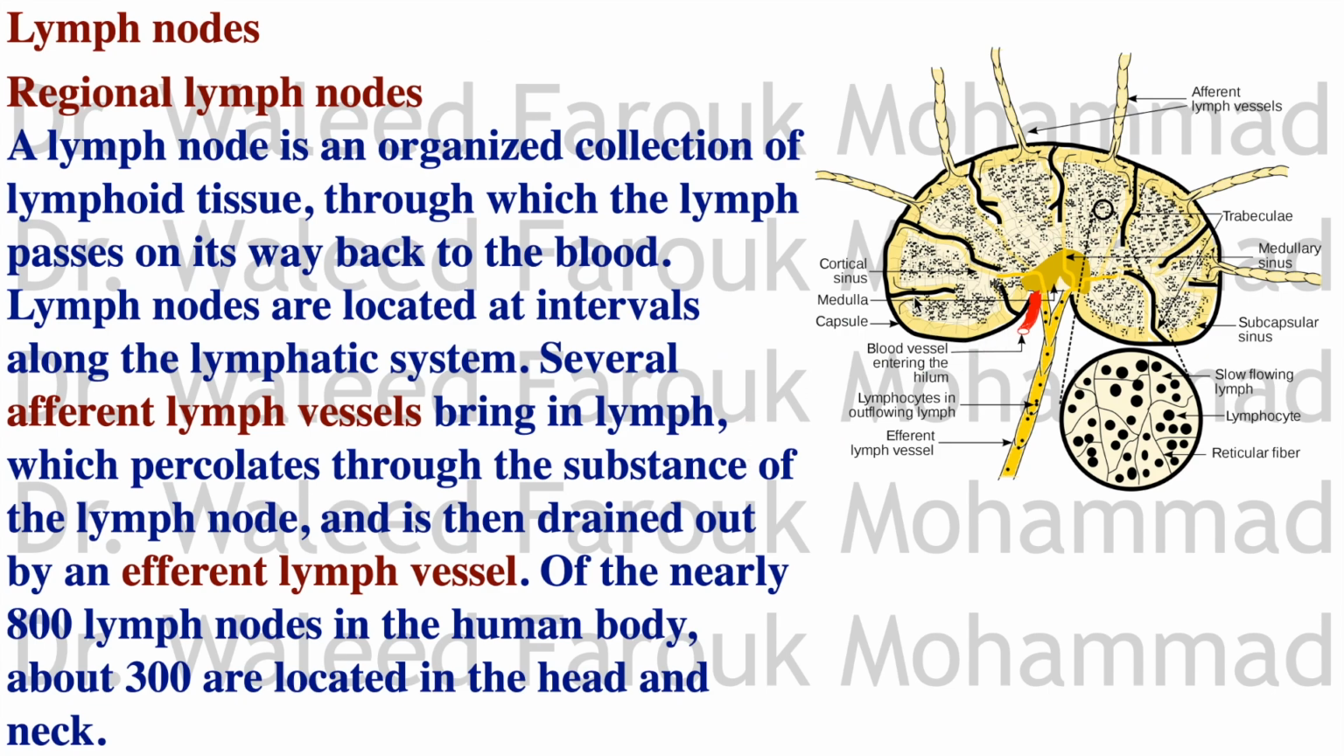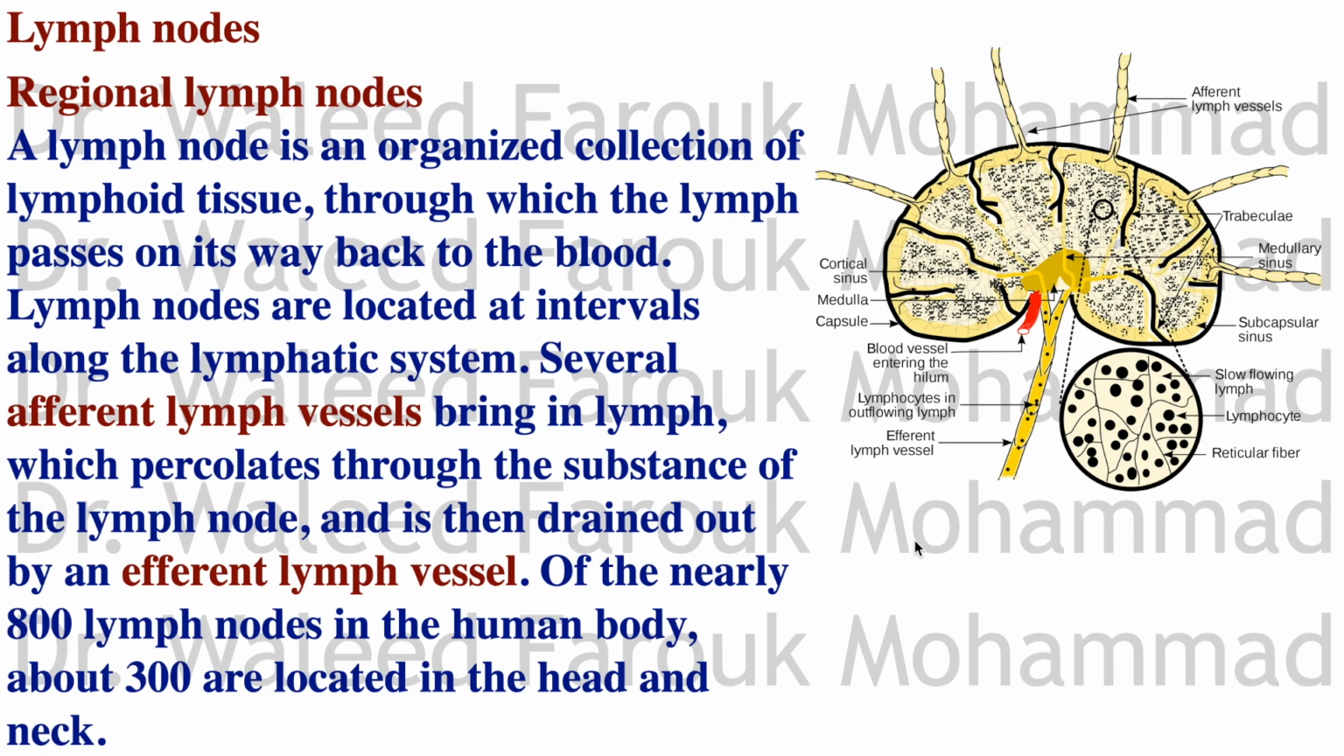Lymph node, this is an example, a drawing of a lymph node. You can see the afferent vessels entering the node in the cortex, and the efferent vessel leaving the node from the hilum. The lymph node is an organized collection of lymphoid tissue through which lymph passes on its way back to the blood from the interstitial fluid of the body, and it's present at intervals along the lymphatic system.